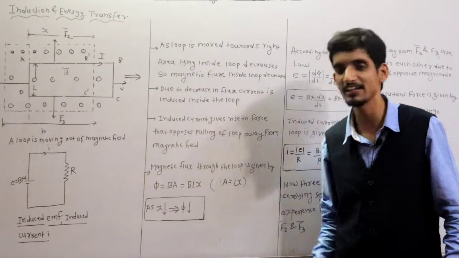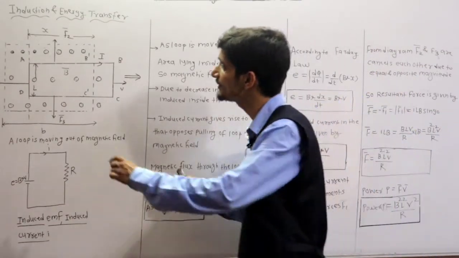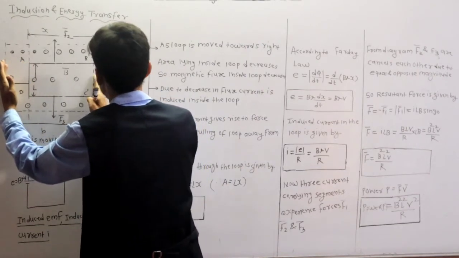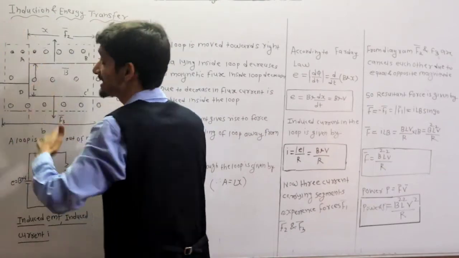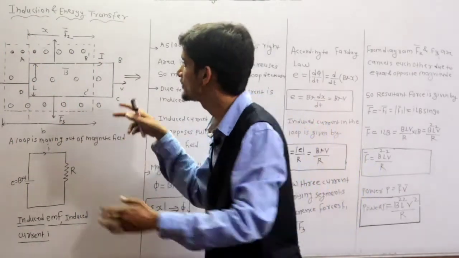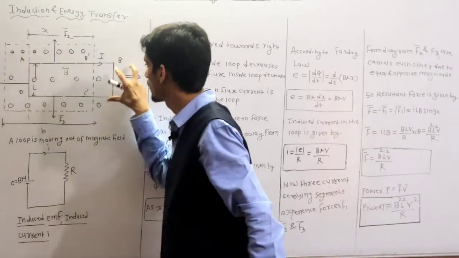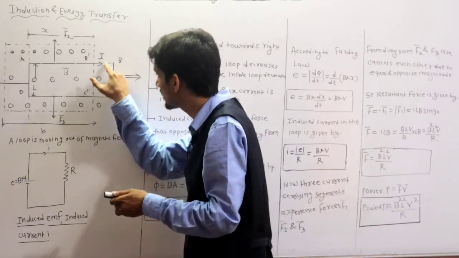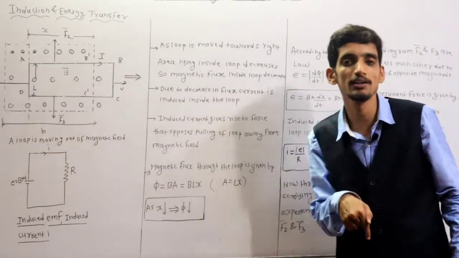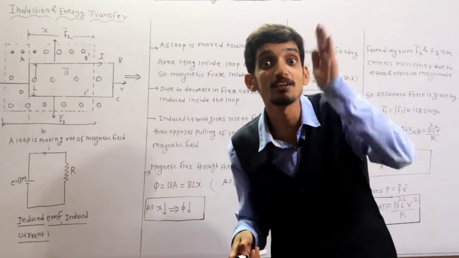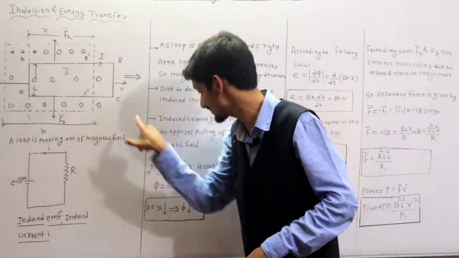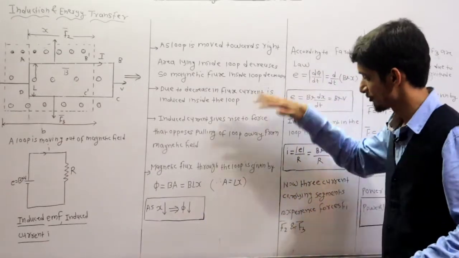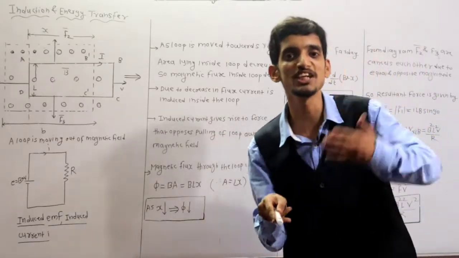As x decreases, phi decreases. It means initially this loop was here, at the dotted line, so the entire distance x lies within the magnetic field, and this entire segment lies inside the magnetic field. But as I move this segment BC towards the right, this area is out of the magnetic field. So magnetic flux decreases. As x decreases, magnetic flux decreases. Clear? Now flux decreases, so definitely there is a change in the flux.